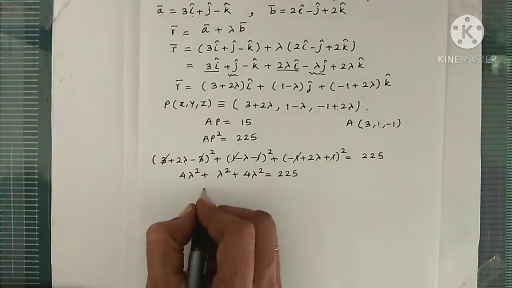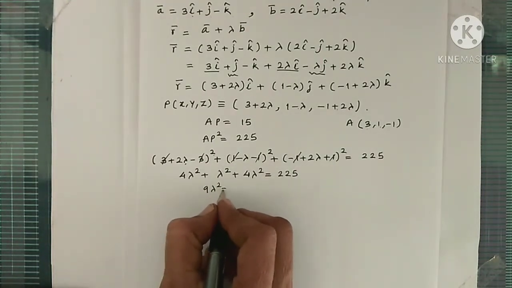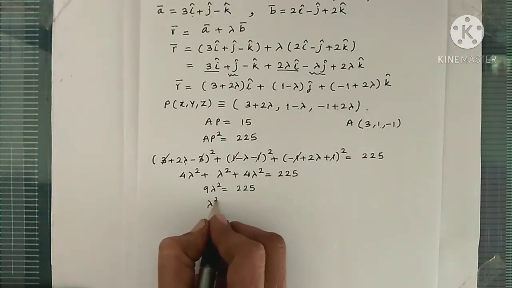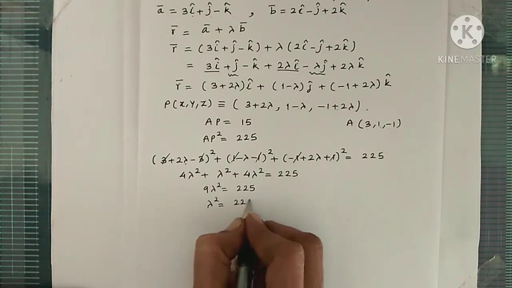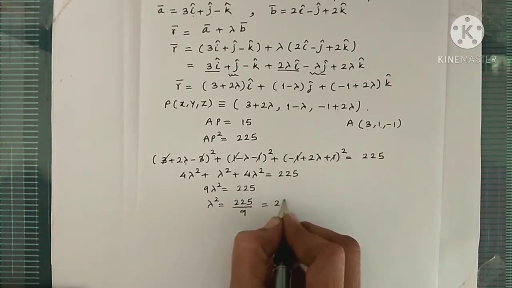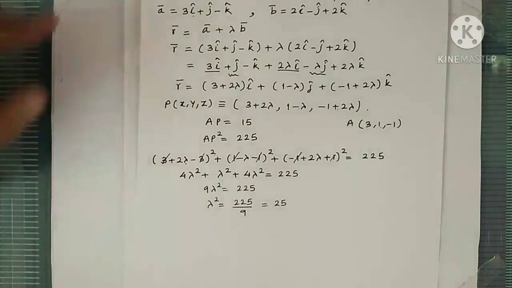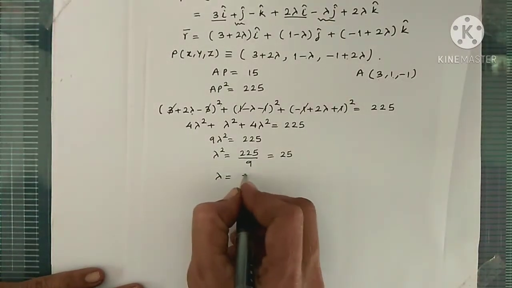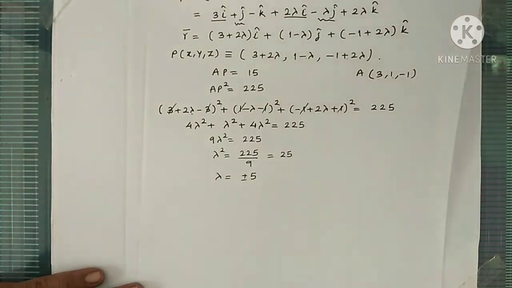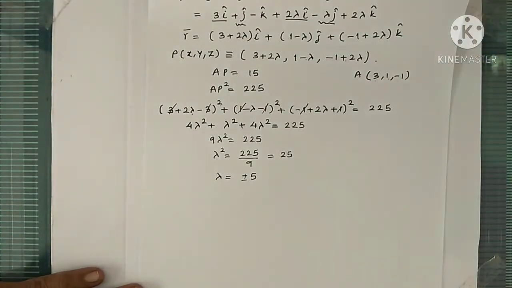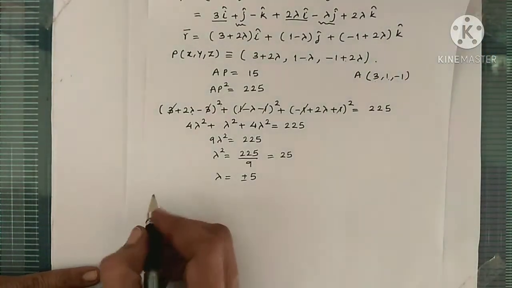Adding these we have 9 lambda square equal to 225. So lambda square is 225 divided by 9, that is 25. So the value of lambda, taking the square root, is either 5 or minus 5. Let's put first lambda equal to 5 and then lambda equal to minus 5.